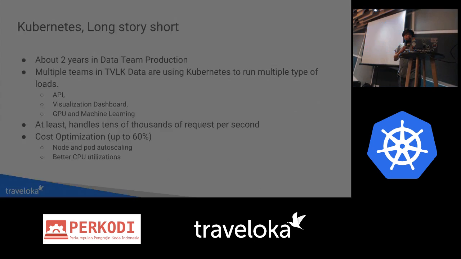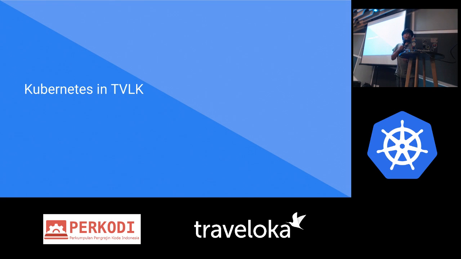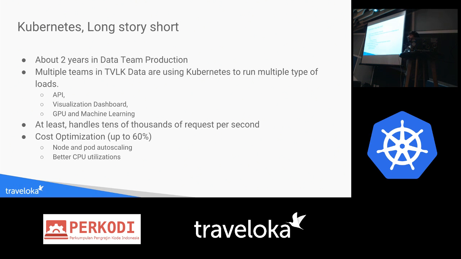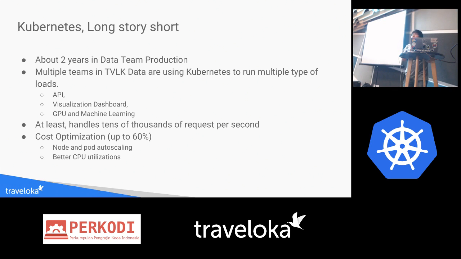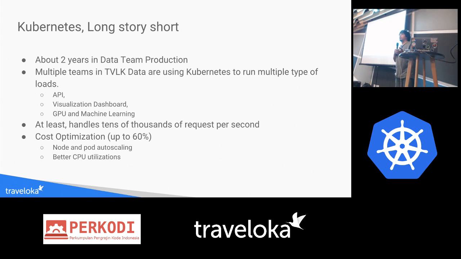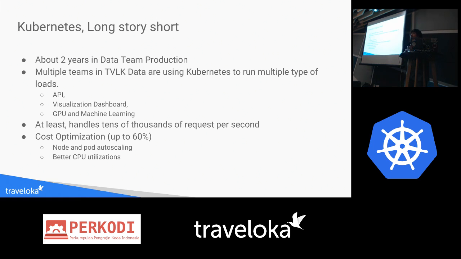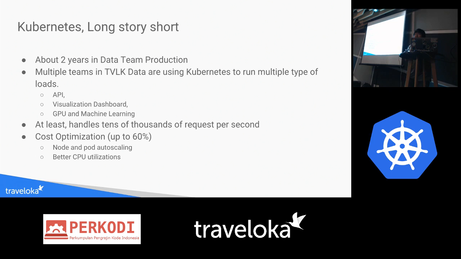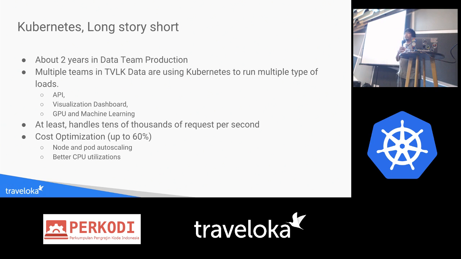Okay, so kita mulai gimana Kubernetes di Traveloka. Jadi, long story short, as I said, we have run the load for 2 years in Kubernetes, not Istio. Multiple teams in Traveloka Data already use it, and they run different types of loads, like APIs, visualization dashboards, GPU and machine learning, and so on. Right now, at least we have thousands of requests per second. I cannot say more detail, but we have a huge load that runs in Traveloka Data.